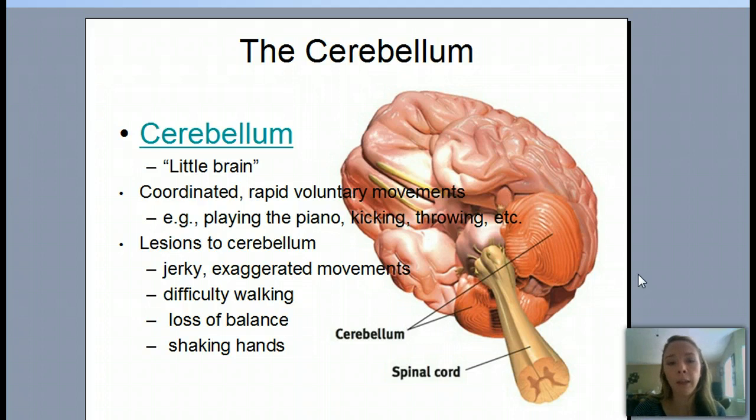We've found that by lesioning the cerebellum, remember we talked about that in brain imaging, if parts of the cerebellum are cut or removed, we get very jerky, exaggerated movements, so they're not smooth. There's a difficulty walking and a loss of balance. So the pons has to do with balance, but the cerebellum is also involved in balance. And then really shaky hands. So I can't coordinate smooth movements. It's very jerky, like here to here. So the cerebellum, small brain.